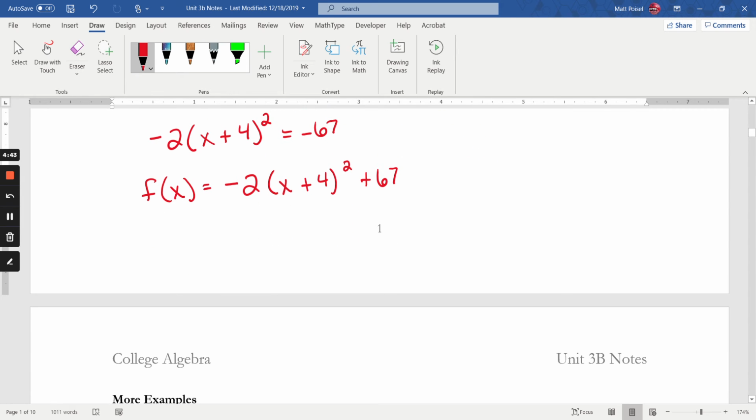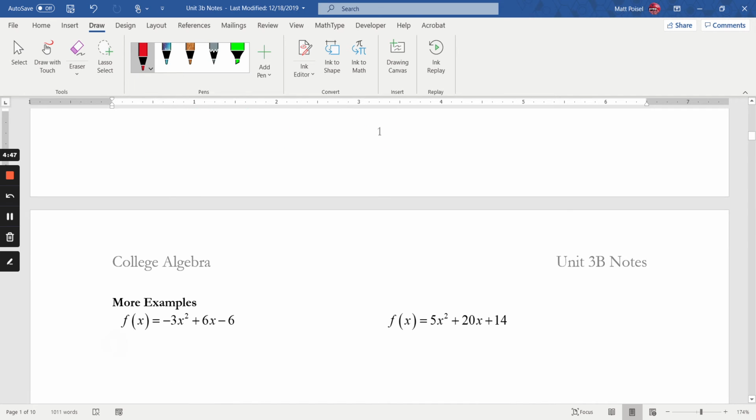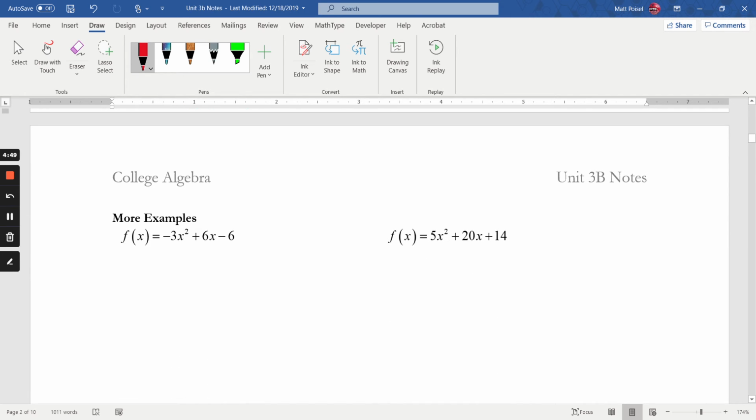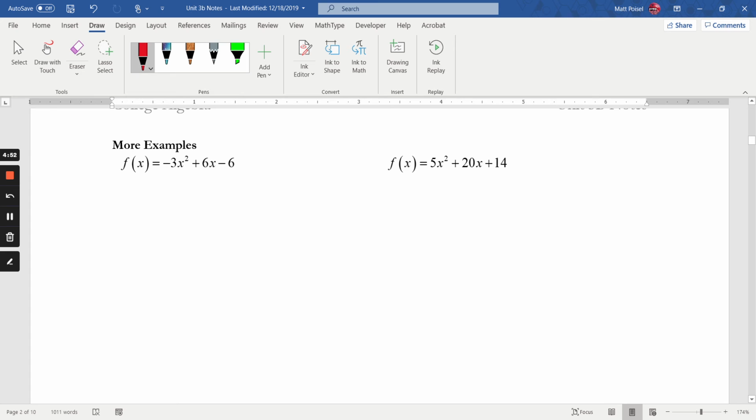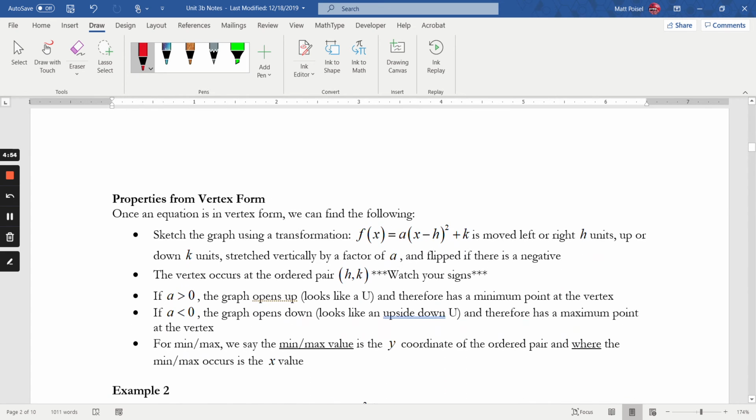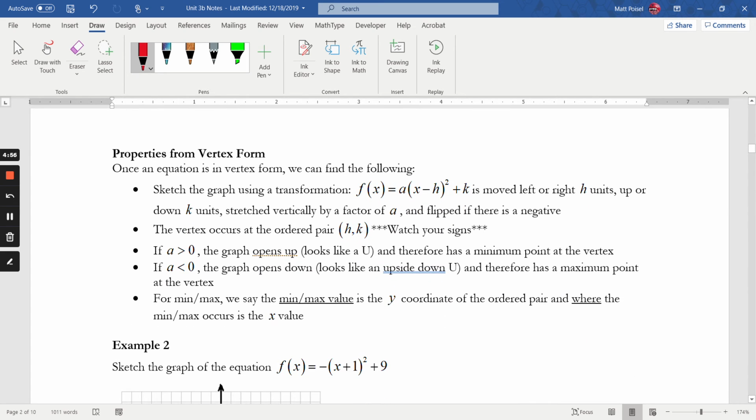All right, if you look at the top of the next page, there are 2 more examples. I'm not going to work through those in the video here, but I do have those posted, so if you want to work through those and then check your answer, you definitely may.